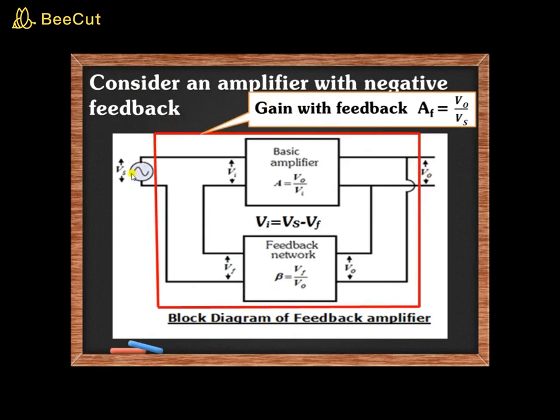Output by input. Here the output is Vo divided by input is Vs, right? So we derived all the equations by considering an amplifier with voltage series negative feedback. Okay, so now let us list out the formulas on which we can expect the problems.